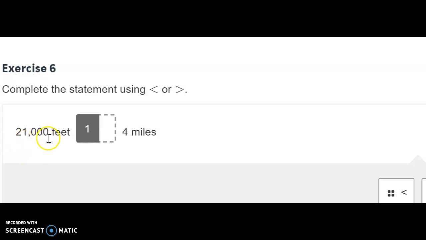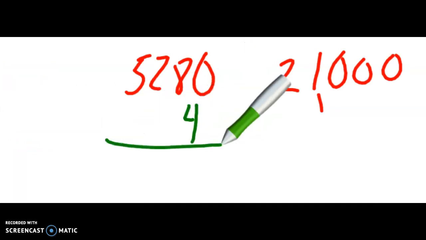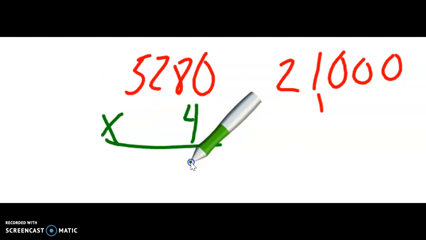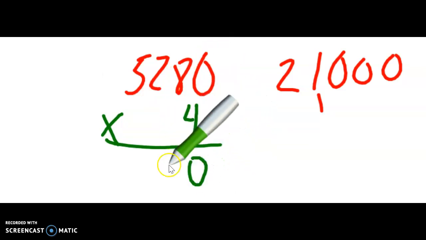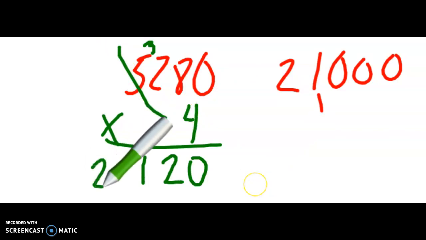Okay, so we're going to take our 5,280 feet and multiply it times 4. Why times 4? Because they're asking for 4 miles, and we need to know how many feet are in 4 miles. 4 times 0 is going to give us 0. 8 times 4 is going to give us 32. 4 times 2 is 8, 9, 10, 11. Carry the 1. And then we have 5 times 4 plus our 1 is 21.